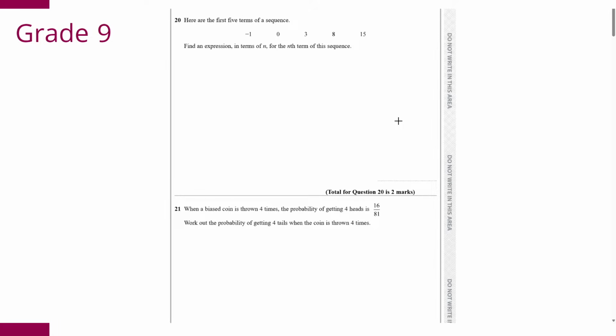Oh. Okay, let's do this one. So this is sequences, but quadratic sequences. A couple of the exam boards, we haven't had that yet. Compound interest on YouTube. Someone suggests compound interest.